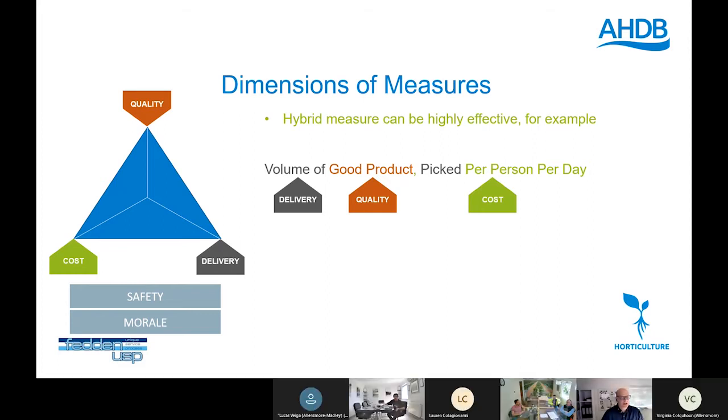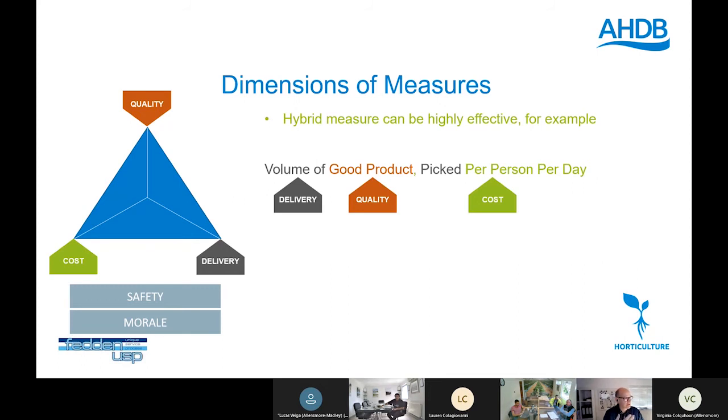So it's trying to get a hybrid measure of that quality, cost, and delivery. So quality, cost, delivery being the 3 dimensions of measures. So those 3 things, the quality, being the quality of the product that you pick for the customer to their standard, whatever that might be. The volume is about the delivery. So have you picked the volume you required? The per person per day is a cost measure, because the cost of picking is the people.